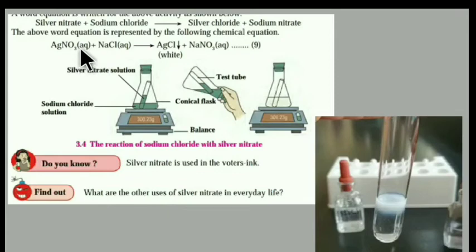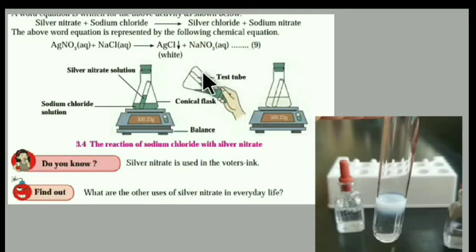AgNO3, silver nitrate, that is aqueous in state, then sodium chloride, NaCl, also in aqueous state, react with each other. Formation of AgCl, silver chloride, that is a white colored precipitate, is formed here, and that precipitate is insoluble and also shown by the arrow in the downward direction. Then formation of sodium nitrate, that is also in aqueous state. This is equation number 9.